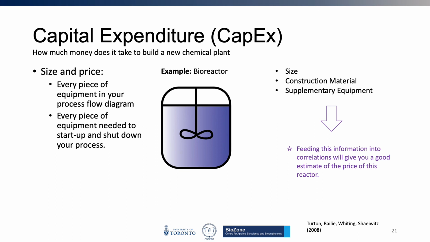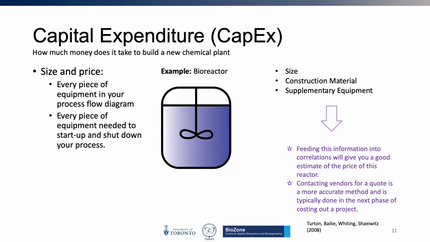And feeding all of this information into correlations will give you a good estimate of the price of this reactor. However, if you want a really accurate estimate, you would need to contact vendors for a quote, and this is typically done in the next phase of costing out a project, not the initial phase. For more information on when this is done and what these correlations look like, please refer to the textbook.